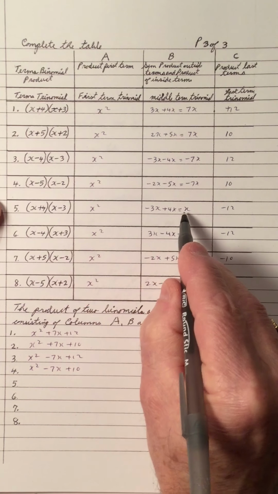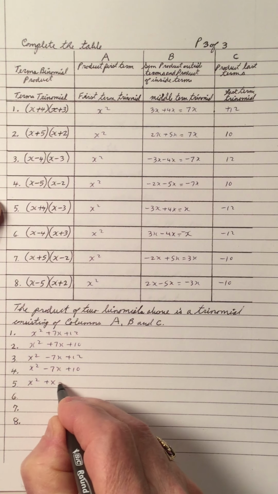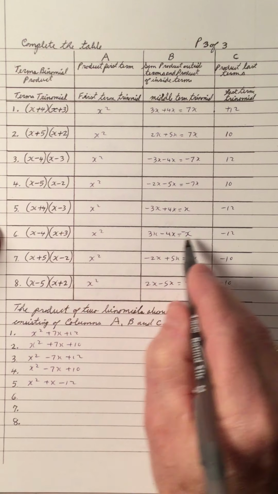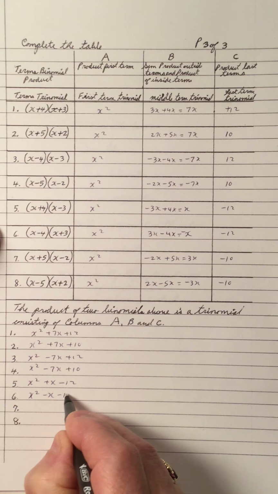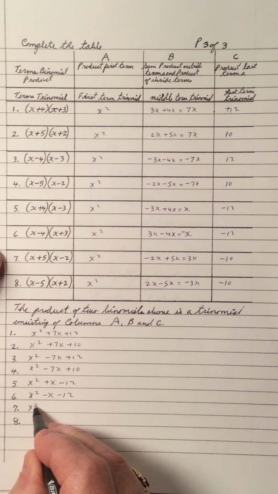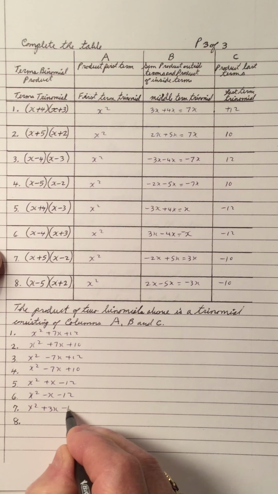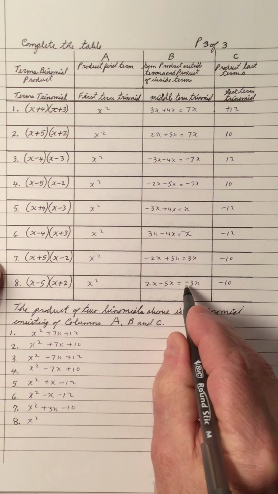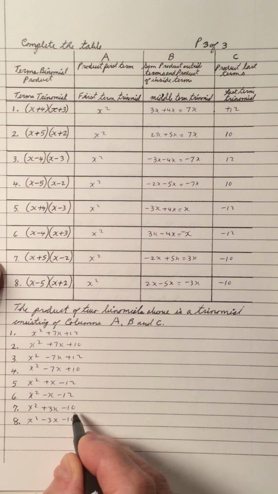Number 5 is x squared, x, and a negative 12. Number 6 is x squared minus x minus 12. Number 7, x squared plus 3x minus 10. And the last one, x squared minus 3x minus 10.